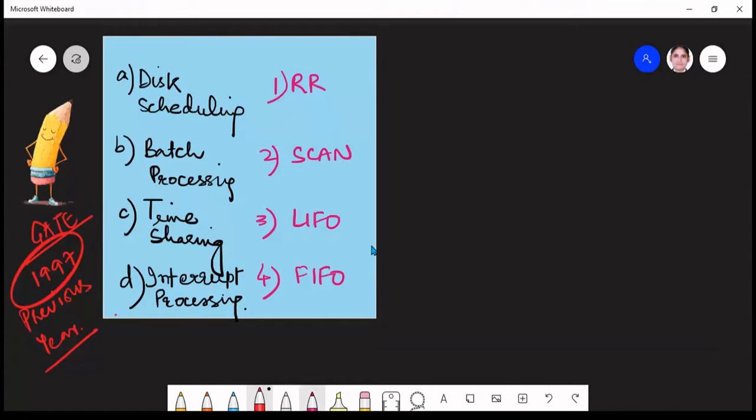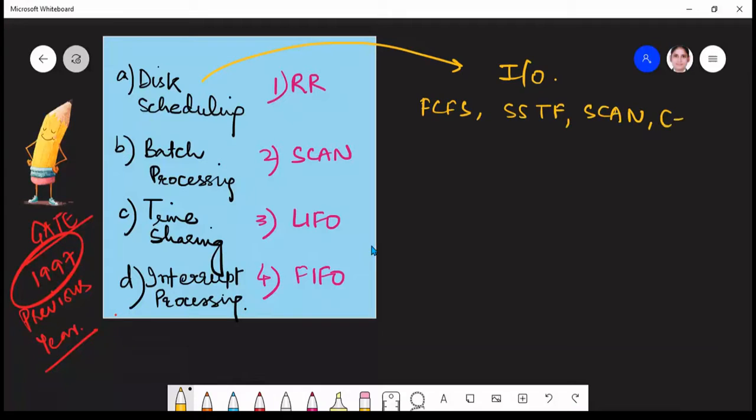Now here, if I talk about disk scheduling, what is disk scheduling? It is done by the operating system to schedule input output operations, and that is why it is also called input output scheduling. It is used to schedule input output requests arriving for a disk. The different disk scheduling algorithms are FCFS, SSTF, SCAN, CSCAN, LOOK, and CLOOK.